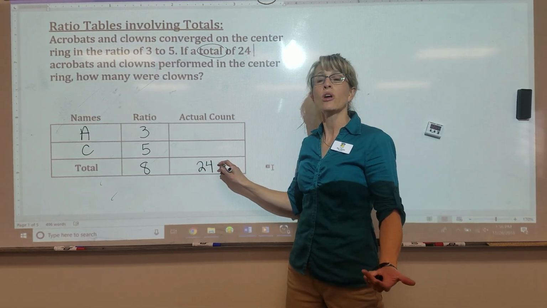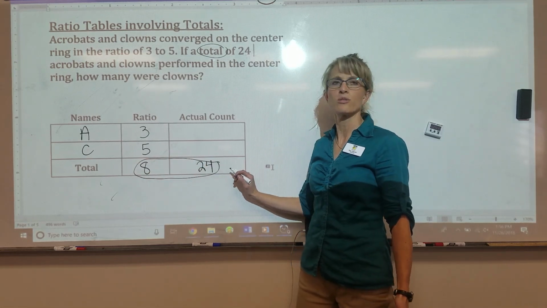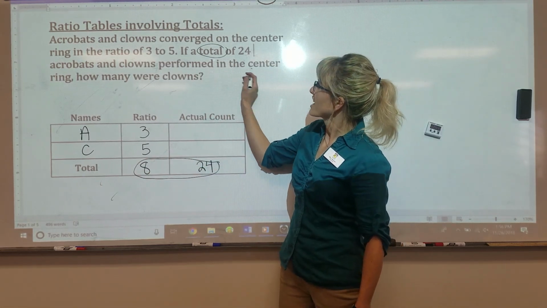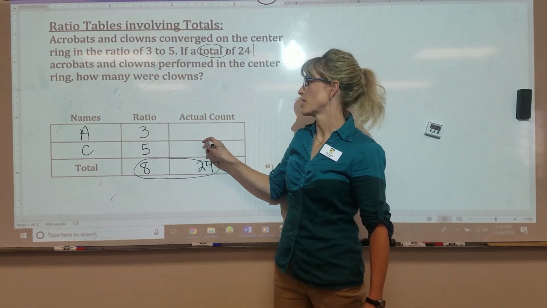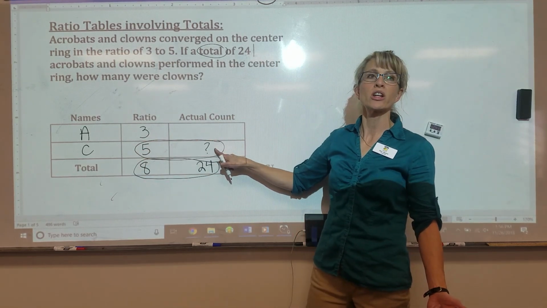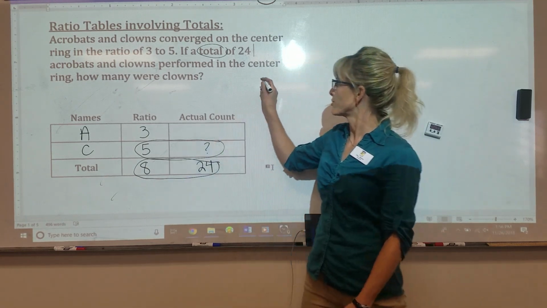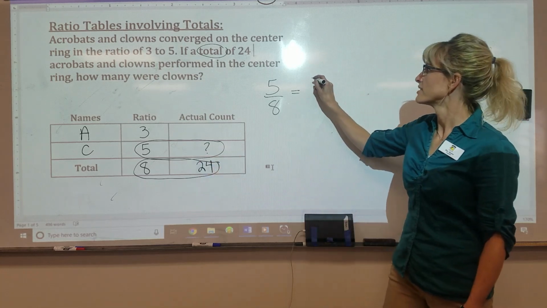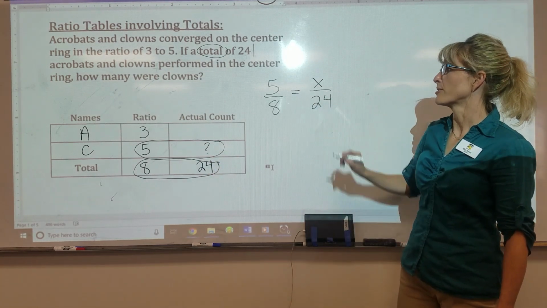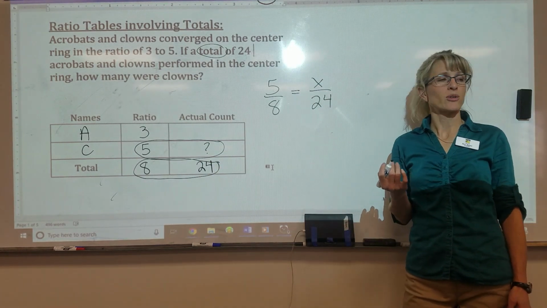So now I can find out how many acrobats, how many clowns. Pick the two numbers that you know. We're going to use those two. And then what is it asking? How many were clowns? So pick this pair because this is what you want to know. Write a proportion. Our proportion would be 5/8 equals what over 24.